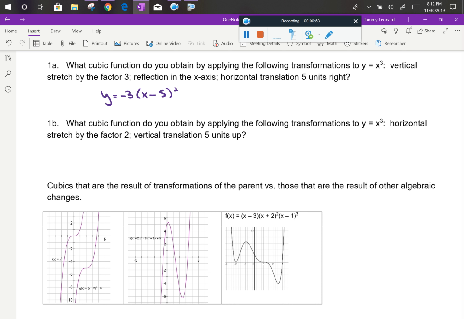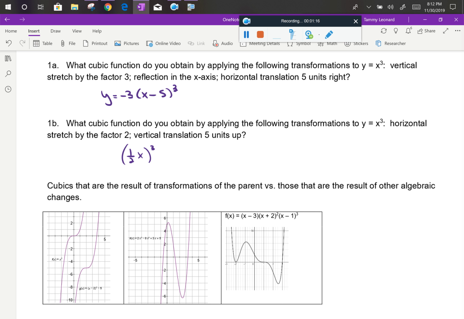A horizontal stretch by a factor of 2. Okay, we know that if it's going to stretch horizontally, it's going to be backwards from what we expect. So instead of multiplying by 2, we're actually going to multiply by a half, and it's going to happen inside the parentheses before the cube happens. Oh, this one's a cube, not a square.